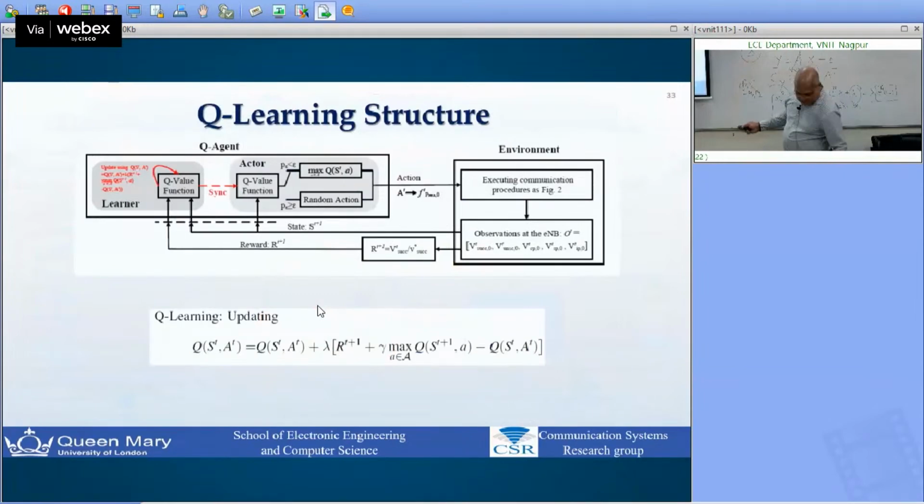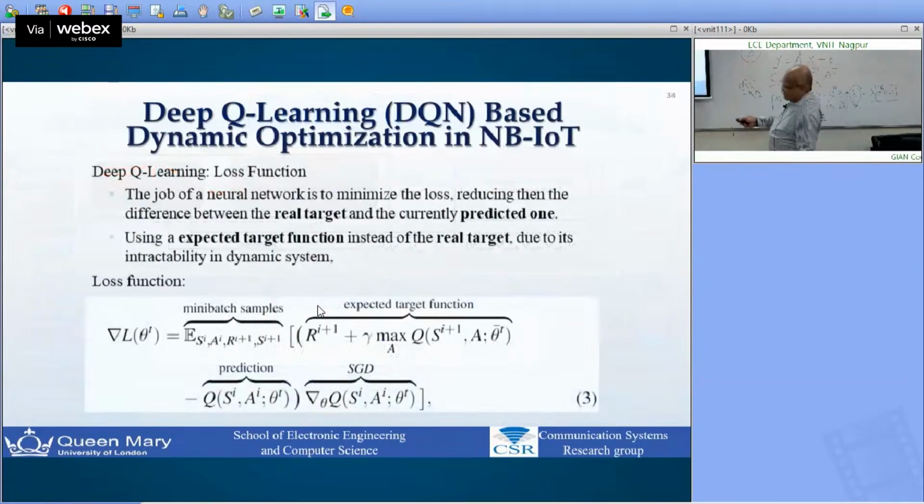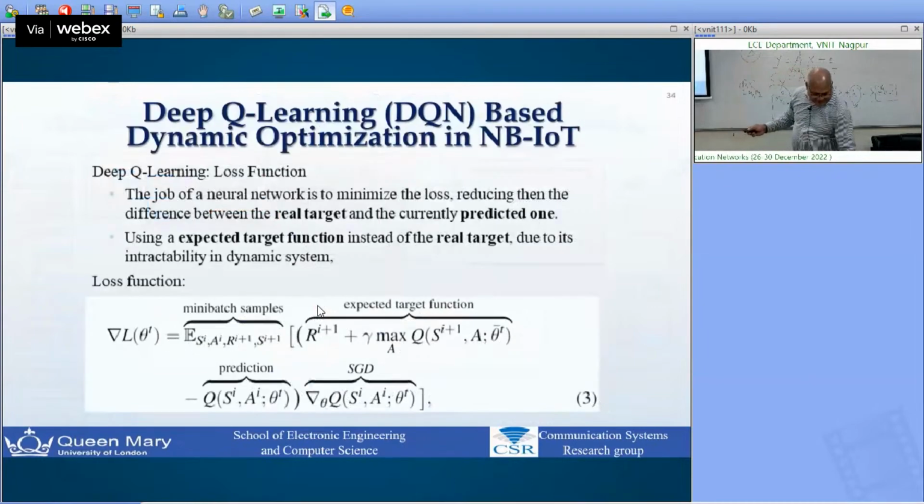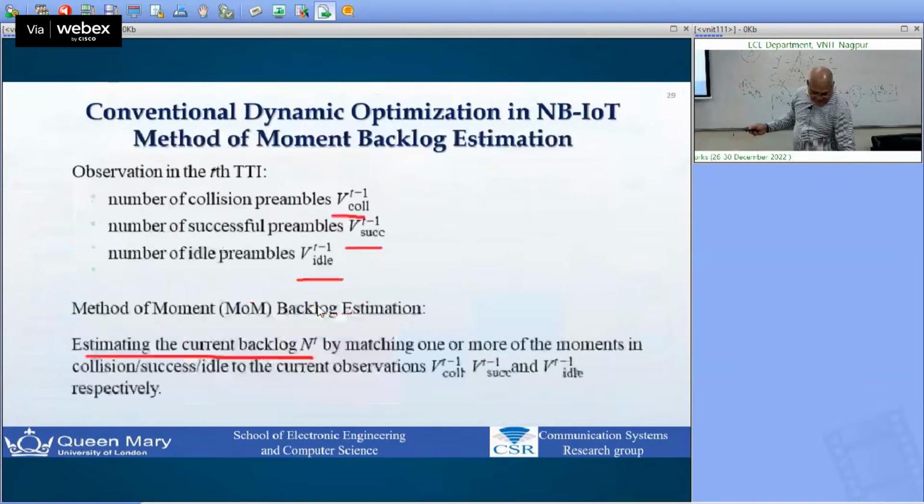So here we have, this is one deep Q network, this is another one. To calculate the loss function, by having 2 deep Q networks, we can solve this overestimating problem. I'll come back to that later.